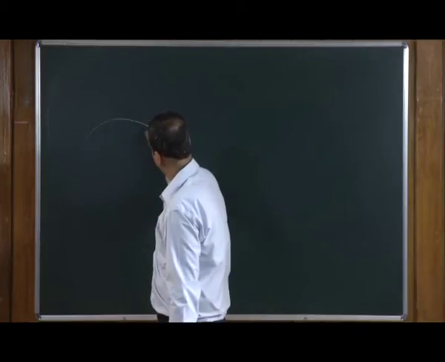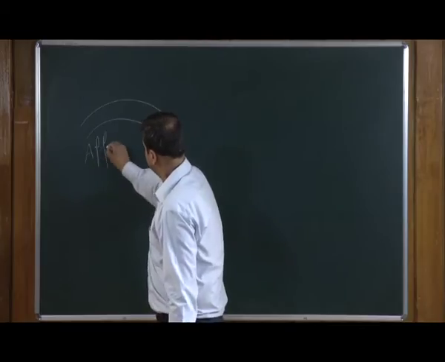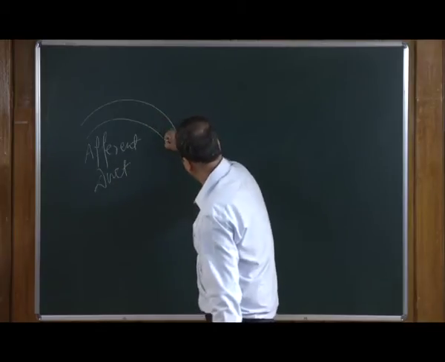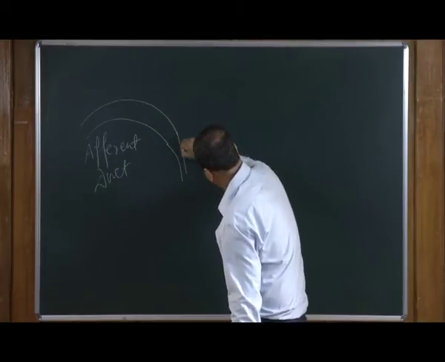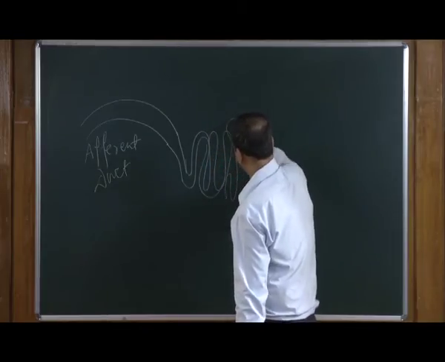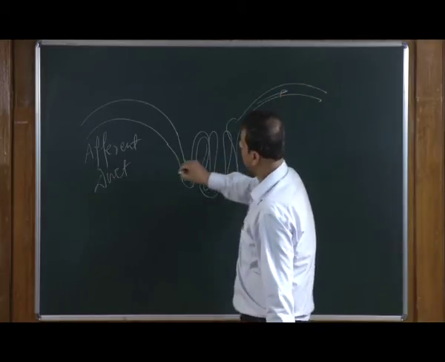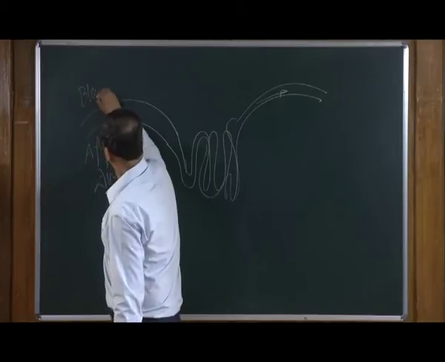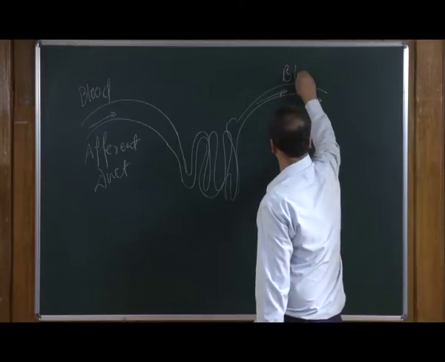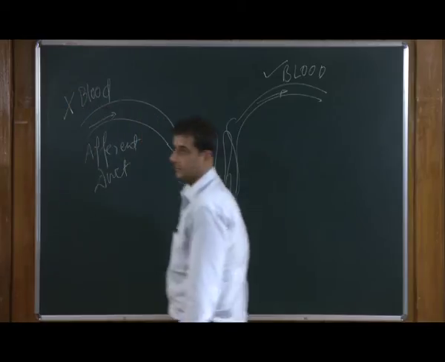So this afferent duct is having a lot of this structure which we call glomerulus, and then we are passing the filtered blood. So, this is unfiltered blood. Blood is coming, these are not filtered, and here the blood is filtered. Blood is filtered. Here the blood is not filtered.